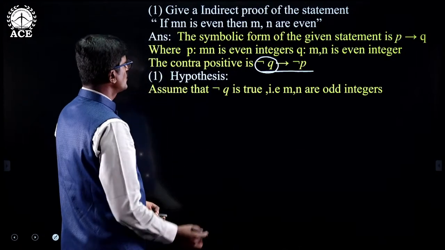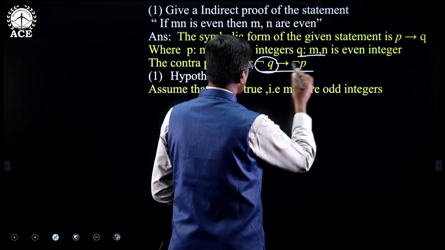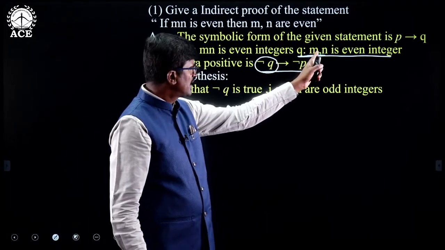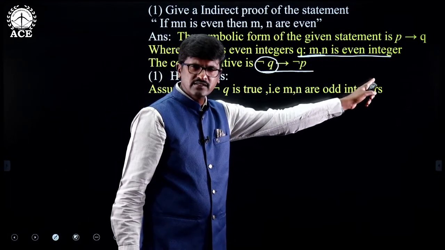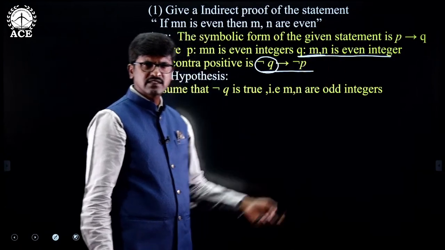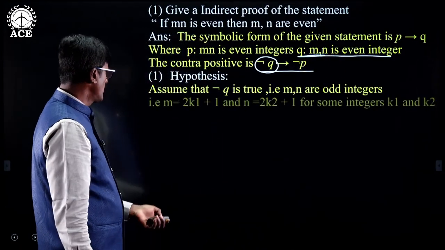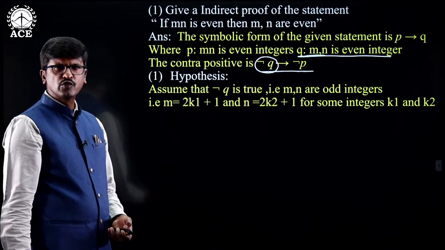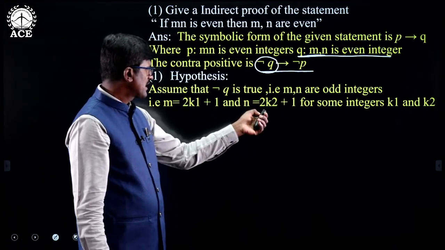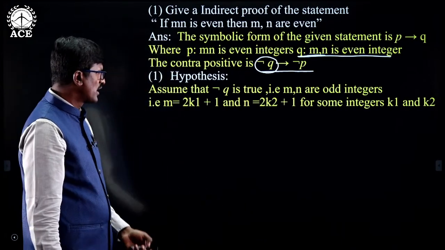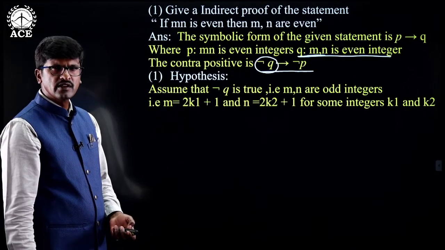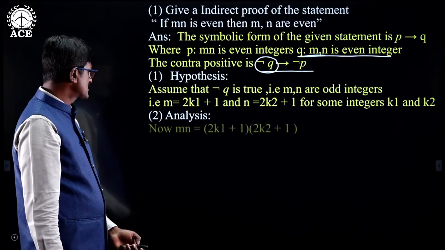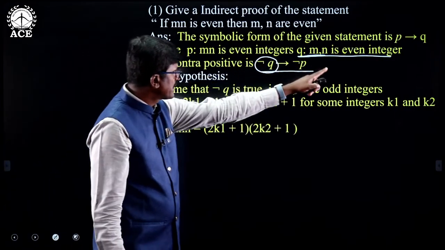What is negation Q? This is P. This is Q. Take the negation of it. Q is m, n are even integers. Negation means m, n are odd integers. So m, n are odd integers means m can be written in the form of 2k1 plus 1, and n can be written in the form of 2k2 plus 1, for any integers k1, k2. That is the hypothesis. Now in the analysis, we have to prove that negation P is true.